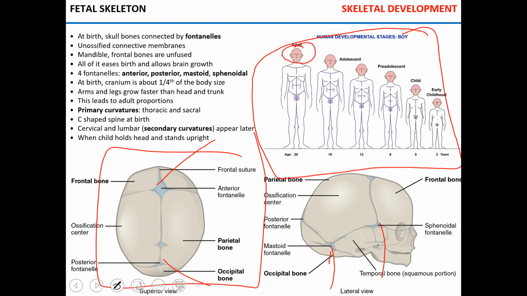That means if you put the baby on your palm, the back looks like this, because there are only 2 curvatures, thoracic and sacral. And those are convex, posteriorly convex. Later, when the baby starts to lift the head and stand upright, cervical and lumbar curvatures appear. That ends our conversation about the skeleton.